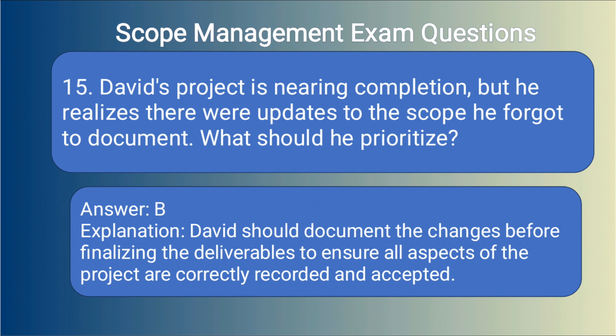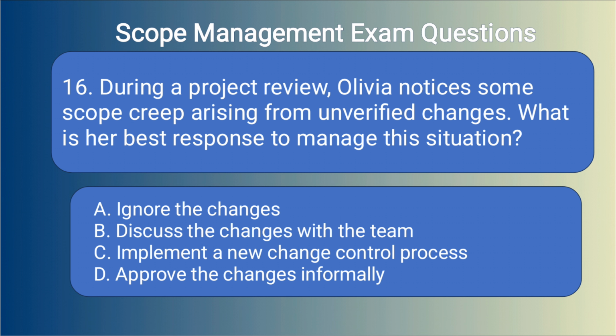Answer B. Explanation. David should document the changes before finalizing the deliverables to ensure all aspects of the project are correctly recorded and accepted. 16. During a project review, Olivia notices some scope creep arising from unverified changes. What is her best response to manage this situation? A. Ignore the changes. B. Discuss the changes with the team. C. Implement a new change control process. D. Approve the changes informally.